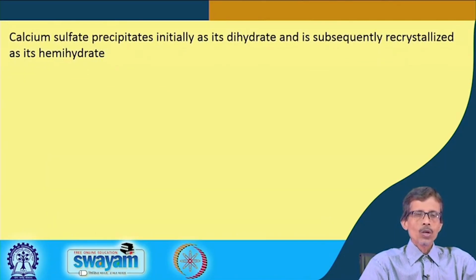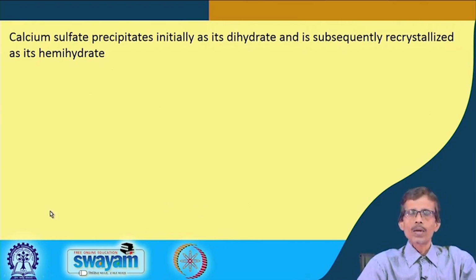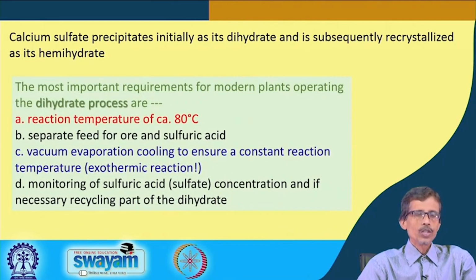So what we get, the calcium sulfate, is getting precipitated, and it precipitates initially in the form of hydrates, because calcium sulfate dot 2H2O, as we all know, is the formula of gypsum, and subsequently it recrystallizes as its hemihydrate. That means half of the water molecules will be present. So crystallization of this calcium sulfate will be important, such that the crystallized calcium sulfate can be removed.